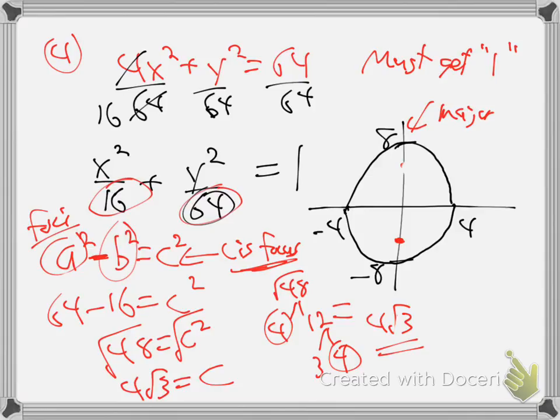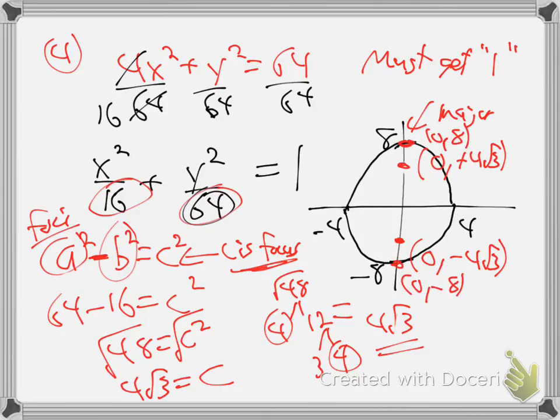So that's where the focus points are. So this is over 0, up 4 root 3, and this is over 0, down 4 root 3. The 2 focus points. They also want the vertices. Yeah, let's put that on. This is over 0, up 8. This is over 0, down 8.